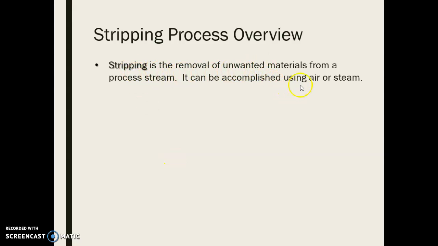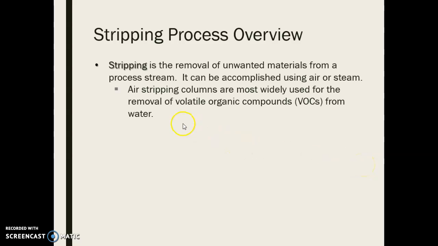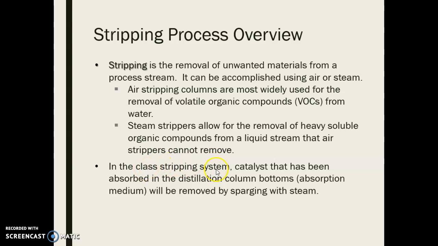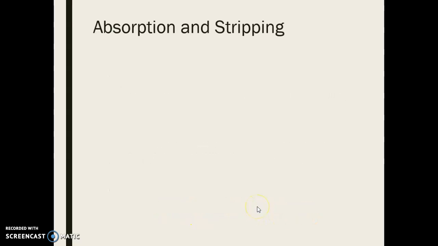Stripping is the removal of unwanted materials from a process stream. It can be accomplished using air or steam. Air stripping columns are most widely used for removal of VOCs, volatile organic compounds, usually from water. Steam strippers allow for the removal of heavier soluble organic compounds from a liquid stream that air strippers can't do. In the class stripping system, catalyst that has been absorbed in the distillation column bottoms will be removed by sparging with steam. So we're going to use steam stripping. The catalyst will then be recycled for reuse in the reaction process.